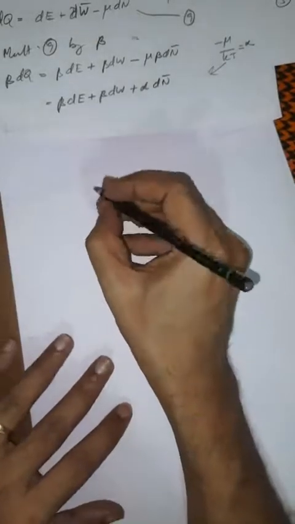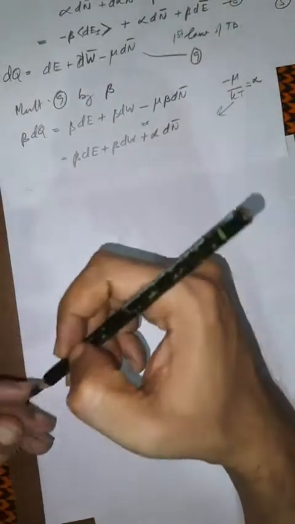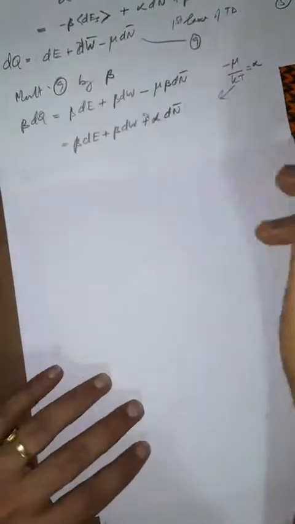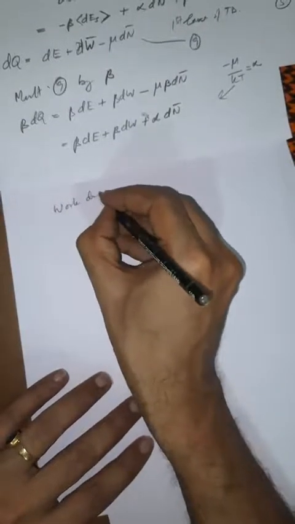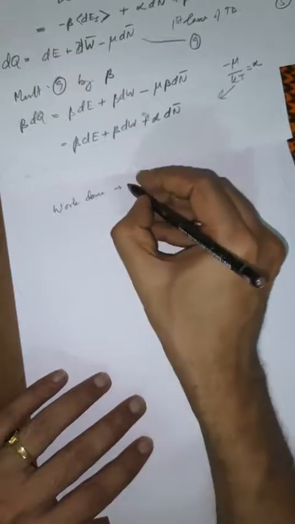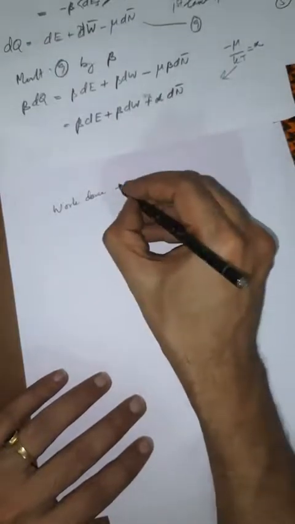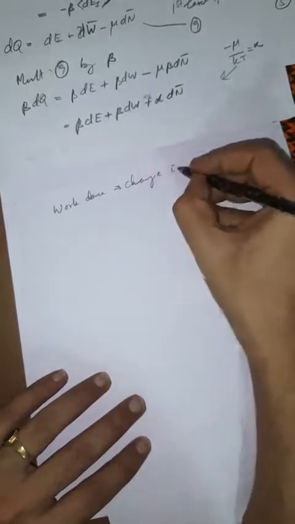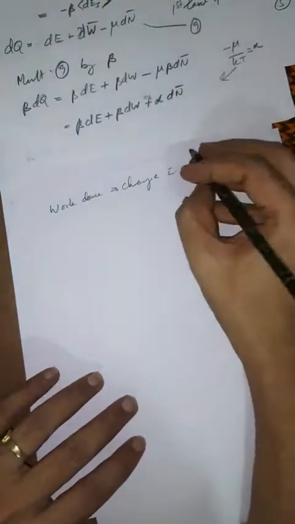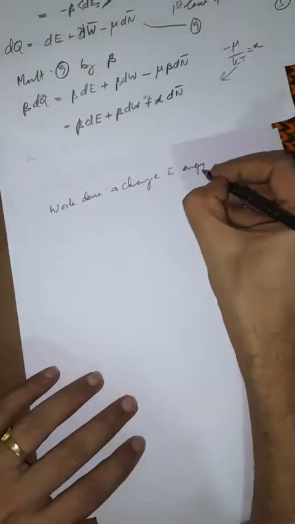So this is the expression, and here we have the dW, right? So this is a work done. So what is work done? Work done is normally expressed from your plus 2 class. You know that work done is otherwise the change in energy in a unit time, right? So work done can be expressed in terms of change in energy.